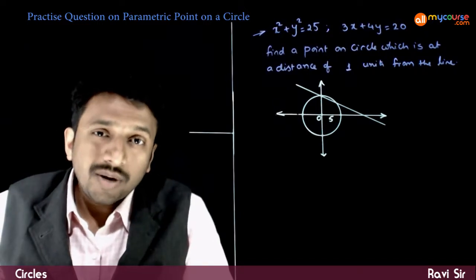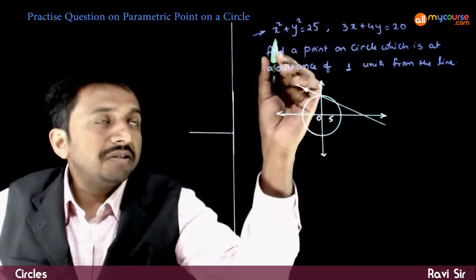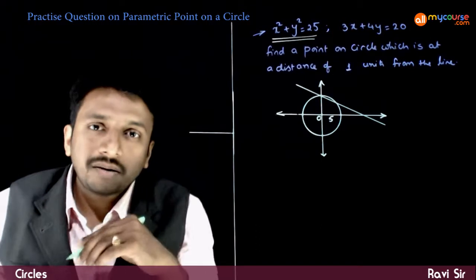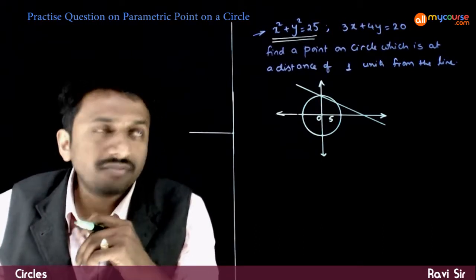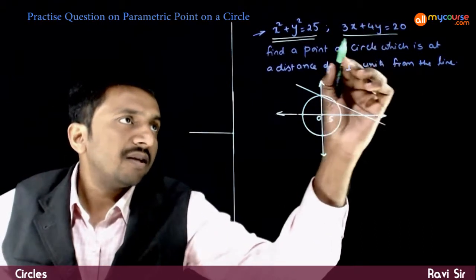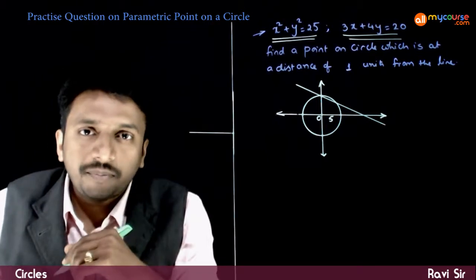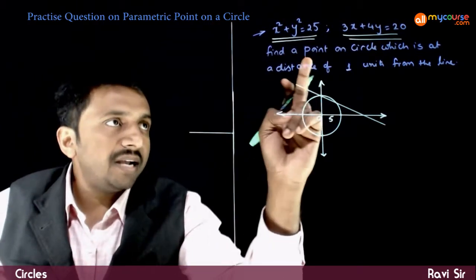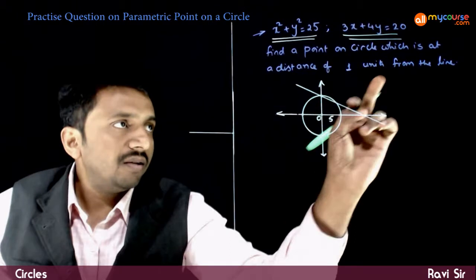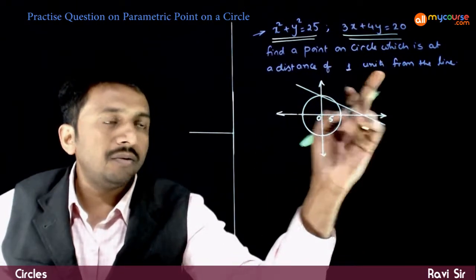So let us look at this question. In this question, you're given a circle x square plus y square is equal to 25 and a line 3x plus 4y is equal to 20. And you're asked to find a point on this circle which is at a distance of 1 unit from this line.